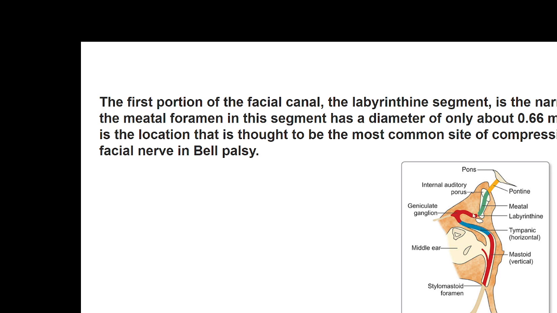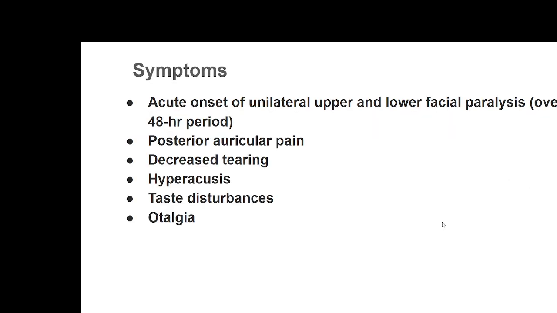The most common and oldest theory of Bell's palsy is that the nerve passes through the facial canal, the labyrinthine segment, that curved segment of the facial canal, which is narrow, with a diameter of just around 0.66 millimeter. There is a high chance of the nerve getting compressed there, and that is exactly the point where most patients of Bell's palsy have inflammatory or ischemic changes in the nerve segment. The anatomy is supposed to be one of the triggering or precipitating causes of Bell's palsy.